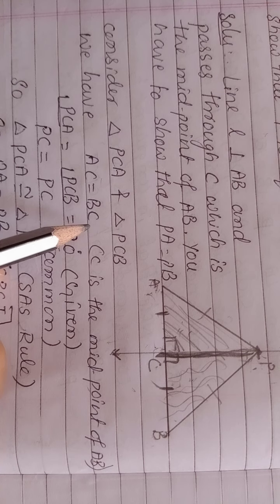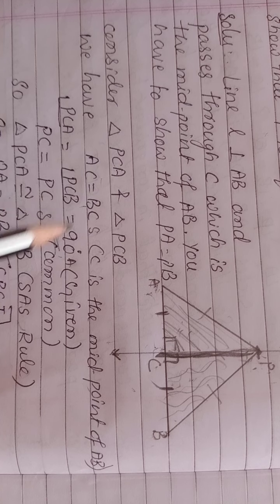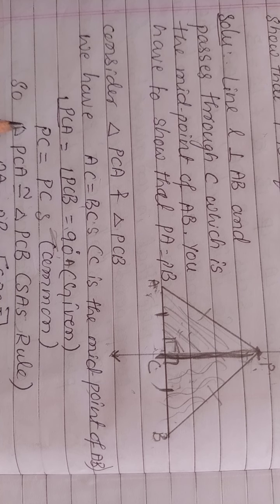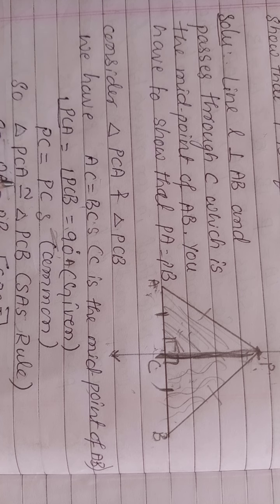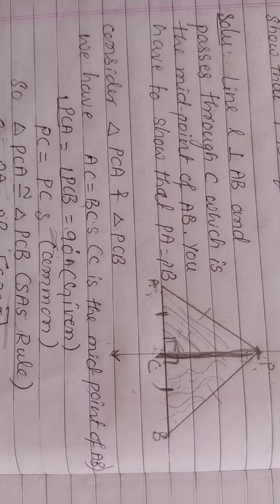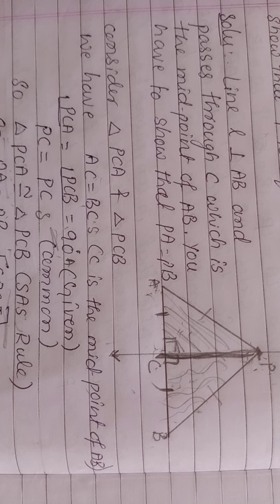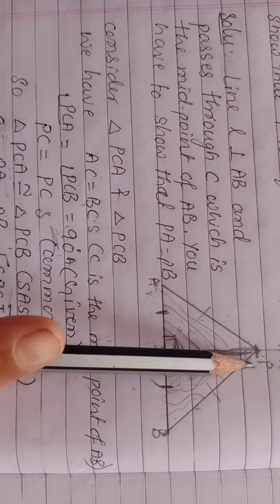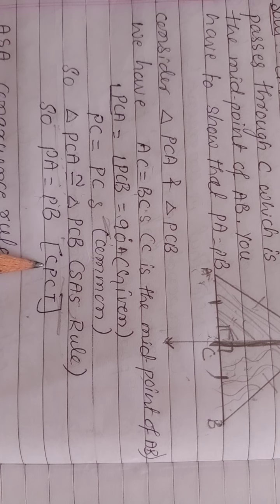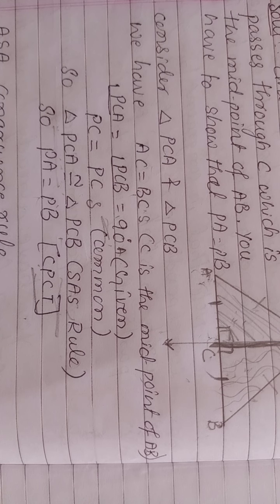Now, you can observe side, angle, side. Which postulate is it? Yes, SAS postulate. Congruency we got. So, we can say that triangle PCA is congruent to PCB, from the SAS rule. If these two are congruent, the remaining sides and remaining angles will be equal. But for us, only the side is required. So, we can say PA will be equal to PB from CPCT. In this way, you have to prove the problem, children.